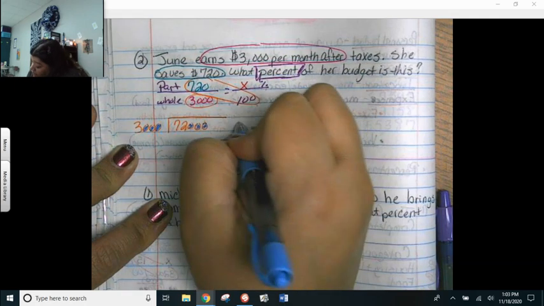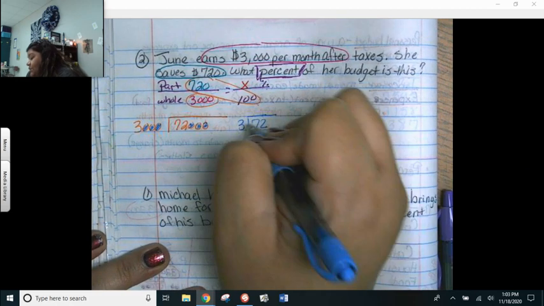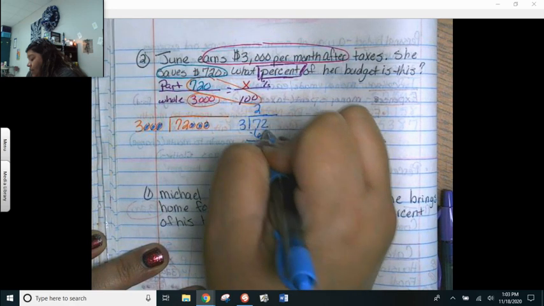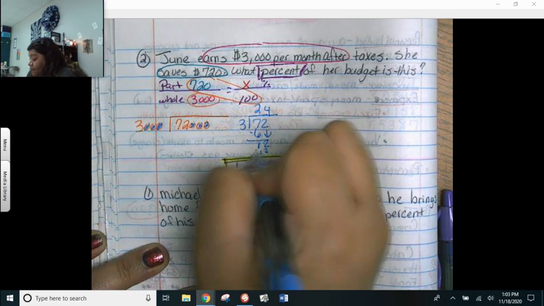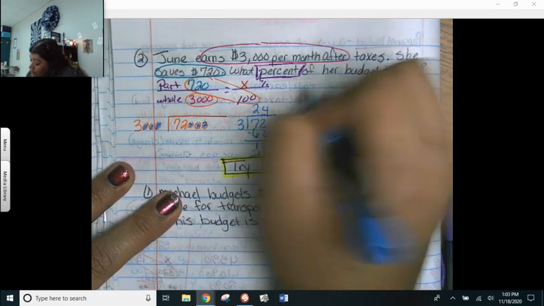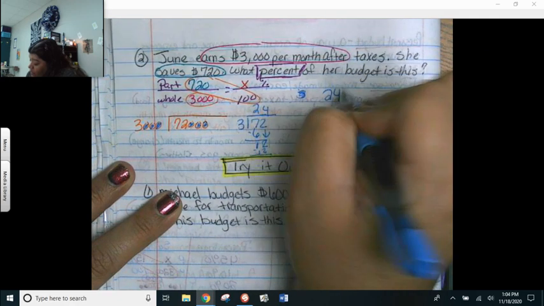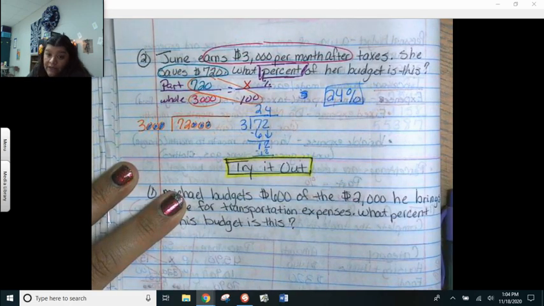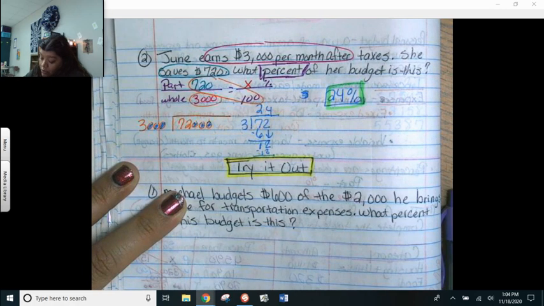Awesome. So what I'm really dividing is 3 into 72. That's a lot nicer and neater. So 3 goes into 7 twice. And 3 goes into 12 4 times. So her $720 savings, that is 24%. Okay, so 24% of her income goes to, or her budget goes to her savings account.